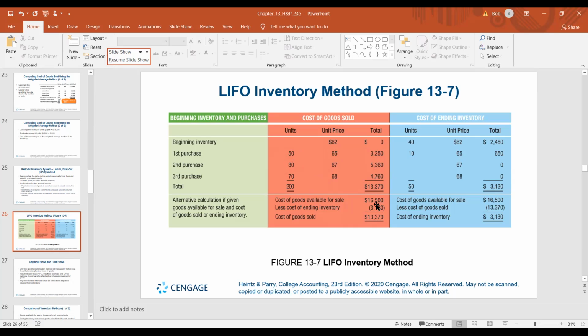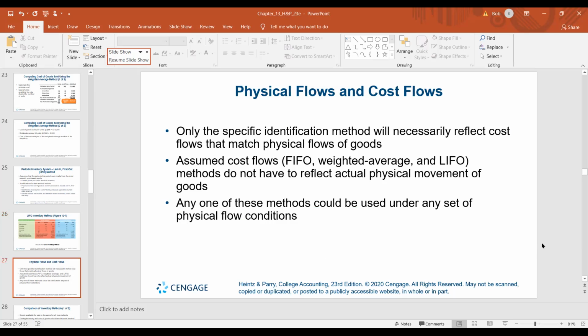We know that the cost of goods available is the same for all methods. So 16.5 minus the 31.30 gives you 13.370. You can just subtract it to get the 31.30. Or keep practicing. We had 60 here, so we know we have 10 left, and we never touched the first layer of 40. It multiplies out just like that, okay? So that's a look at the inventory costing methods, okay?